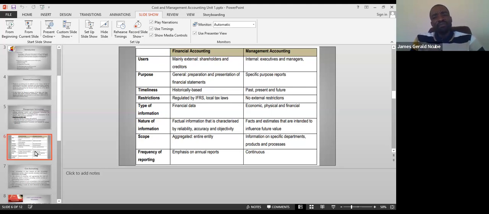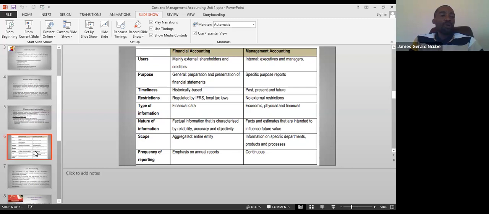On the other hand, management accounting is mainly used by internal users, or it's mainly for internal use, that is within the organization. And in that regard, we are talking about executives, managers. That's where management accounting is very useful.